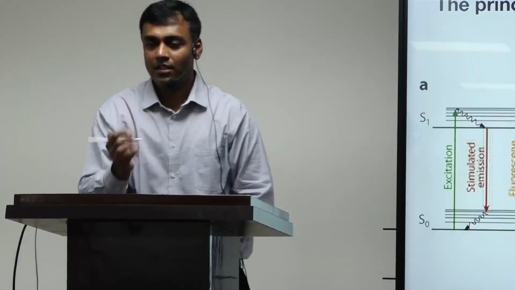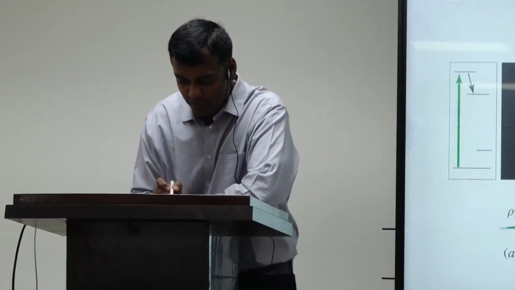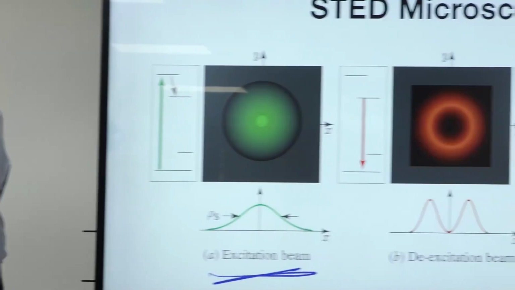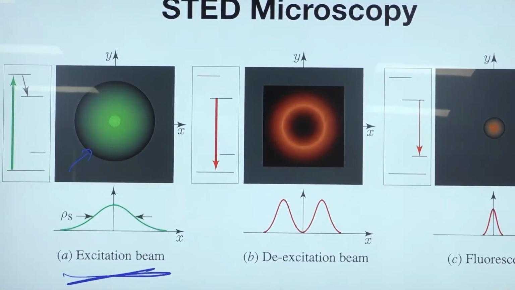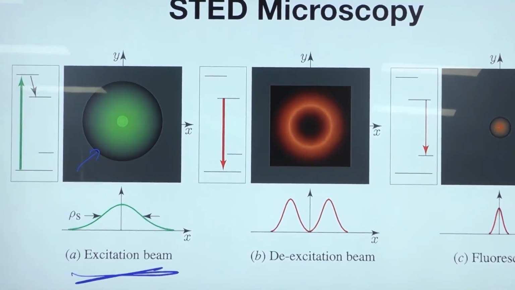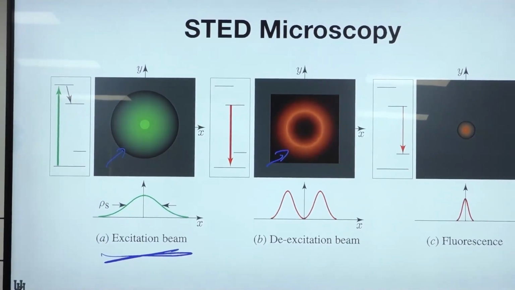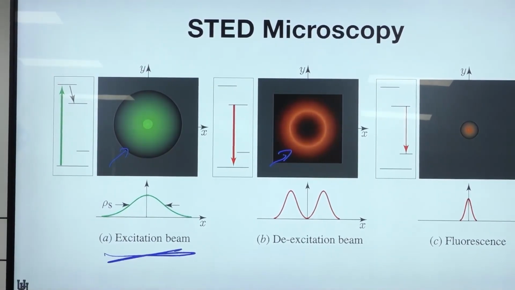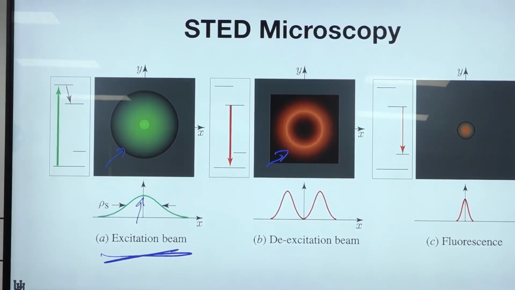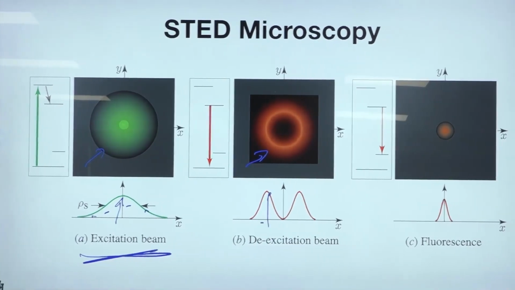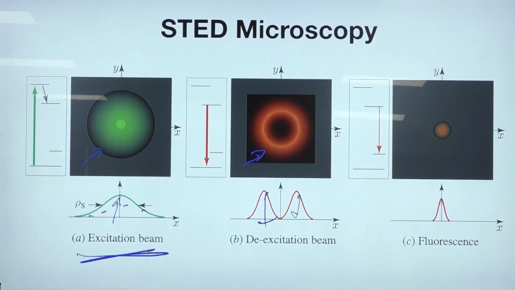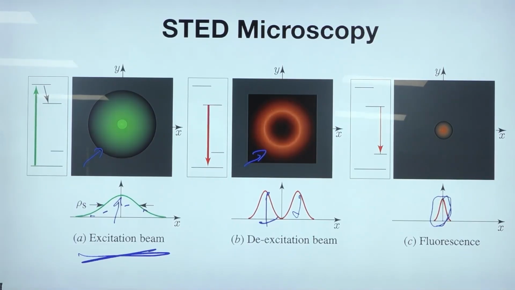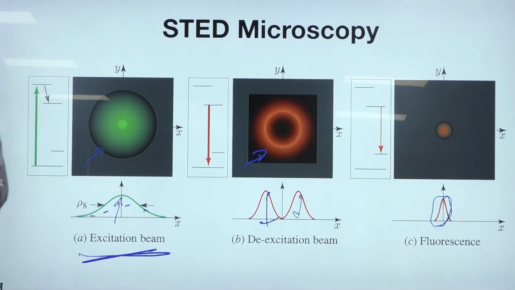Does that make sense? So let me show this here. You have an excitation beam, which is a circular Gaussian or circular shape for now. Then you have this donut beam. This excites the molecules at all these places. This pushes down the molecules. What remains and has fluorescence is a much smaller spot corresponding to the hole in the middle. And so this is the idea of STED, okay?